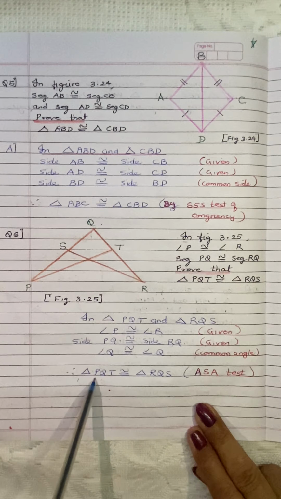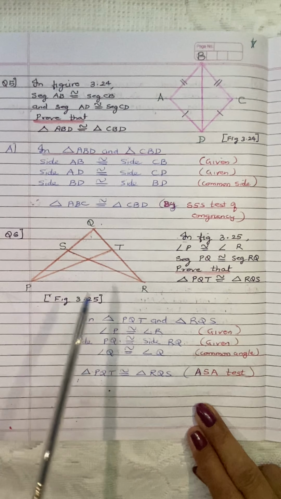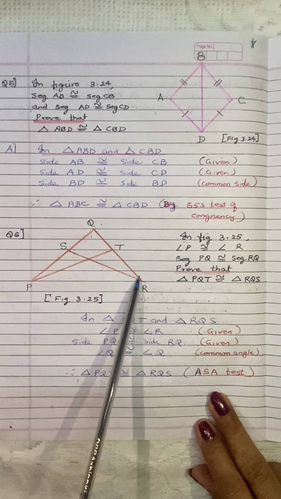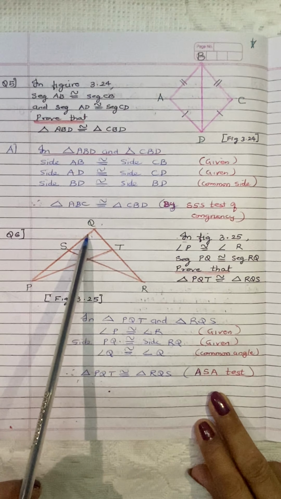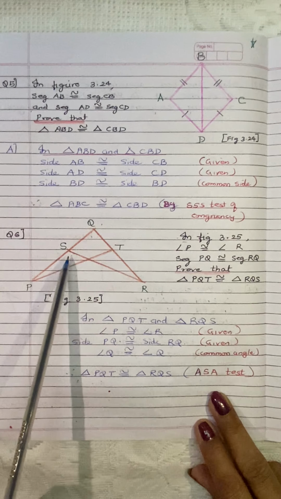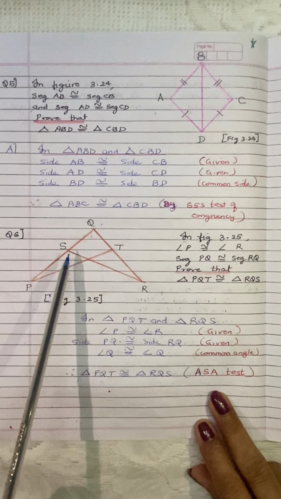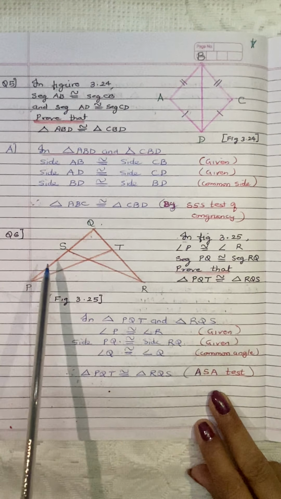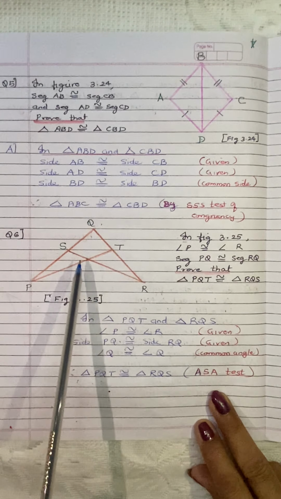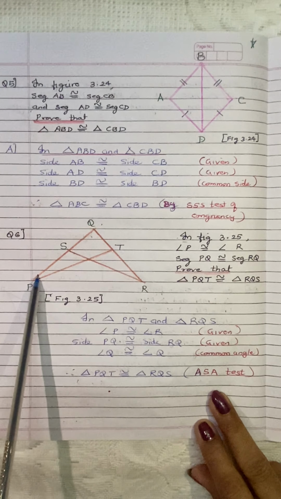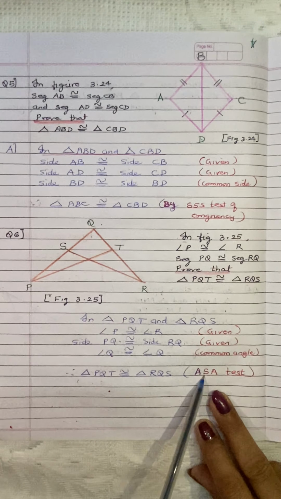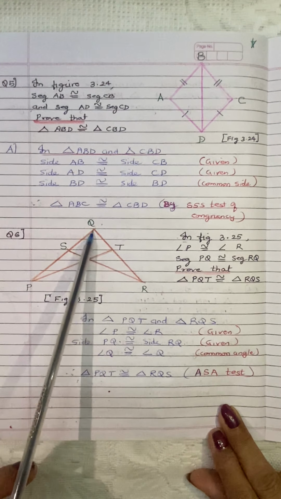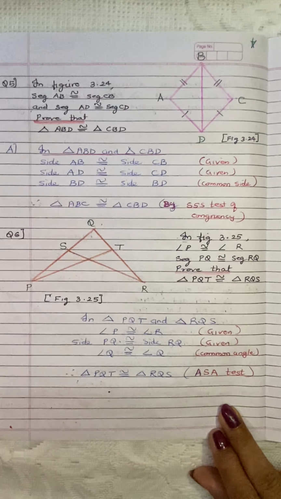Therefore triangle PQT is congruent to RQS by angle, these are the two angles they have mentioned as congruent, and this is the common angle, they are congruent. And side PQ is congruent to side QR they have given. So two angles and the one side included by them are congruent. So therefore by ASA test the two triangles are congruent. This is congruent to this.